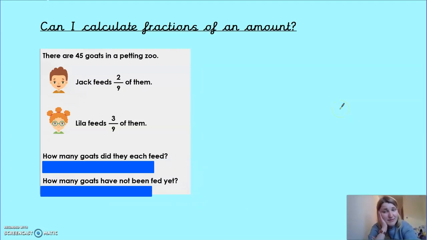Right, this one is kind of similar, and again there are 2 ways of doing it. We've got 45 goats in a petting zoo. Jack feeds 2/9 of them, Lila feeds 3/9 of them, and then we've got a 2-part question. Firstly, we need to know how many goats each of them fed, and then we need to use that info to work out how many goats haven't been fed.